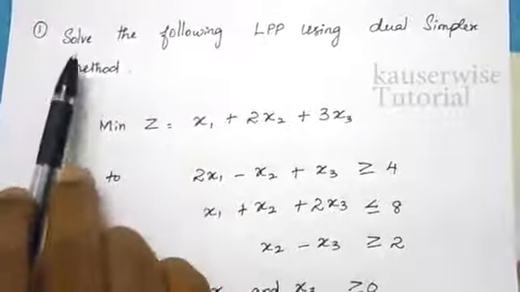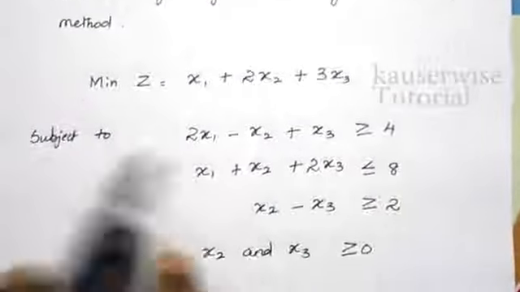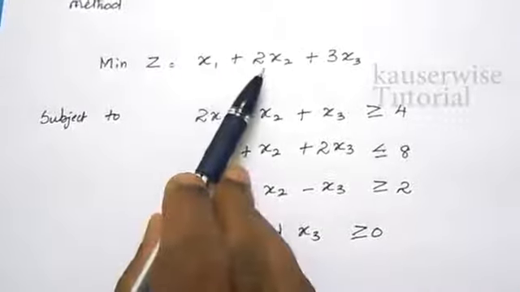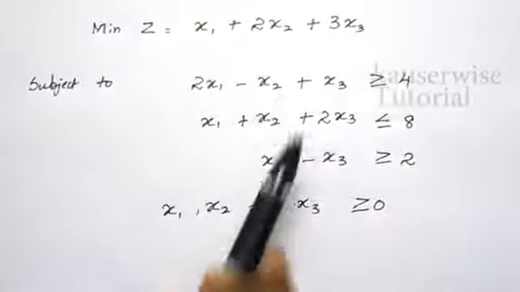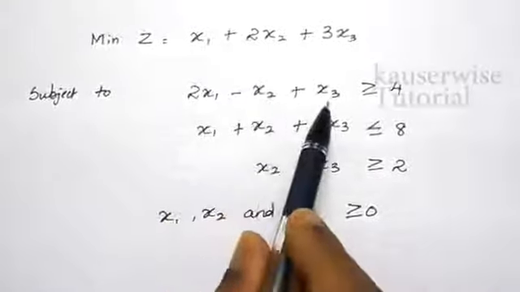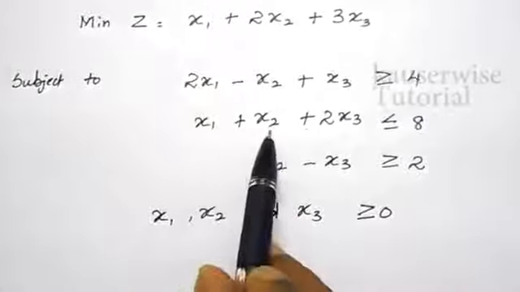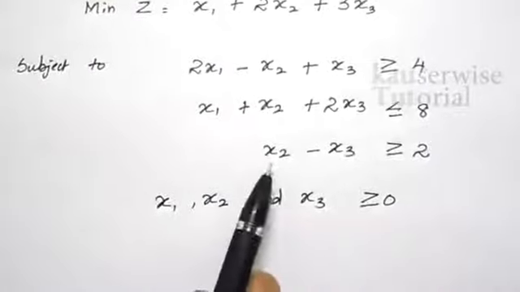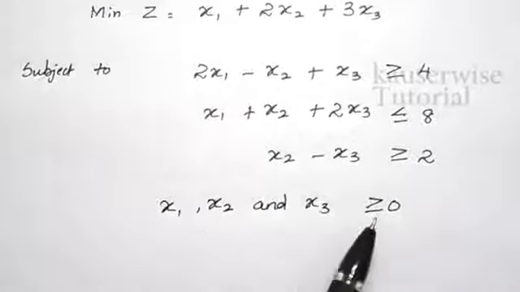Look at this problem. Solve the following LPP using the dual simplex method. It's a minimization problem. Minimize Z equals x1 plus 2x2 plus 3x3. This is the objective function, subject to the constraints. Three constraints are there. First constraint is 2x1 minus x2 plus x3 greater than or equal to 4. Second, x1 plus x2 plus 2x3 less than or equal to 8. Third constraint, x2 minus x3 greater than or equal to 2. x1, x2 and x3 greater than or equal to 0.